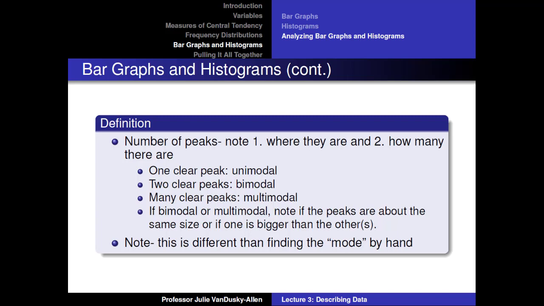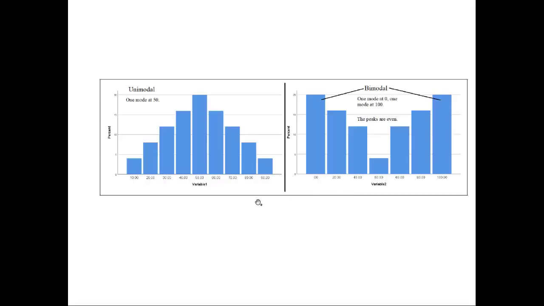Also note, as this is a bit confusing, that calculating the mode or peaks by hand is different than identifying the modes or peaks in a graph. Here is an example of a graph that is unimodal with one mode or peak at 50. This is one clear peak.